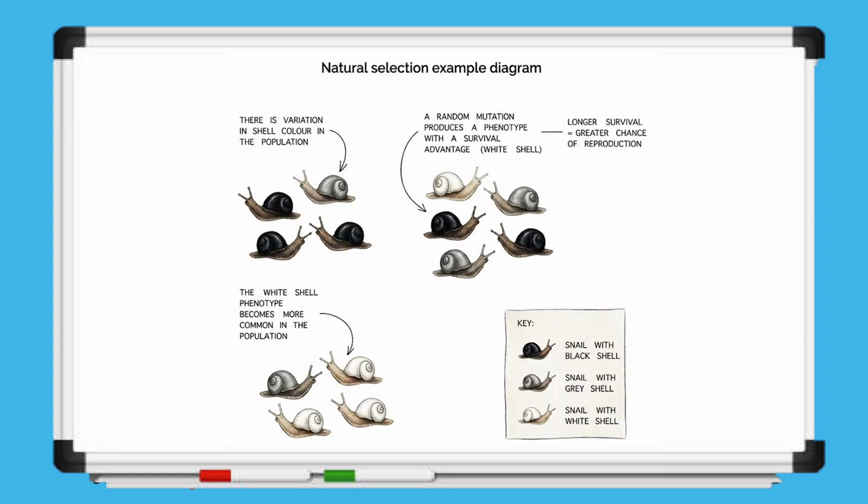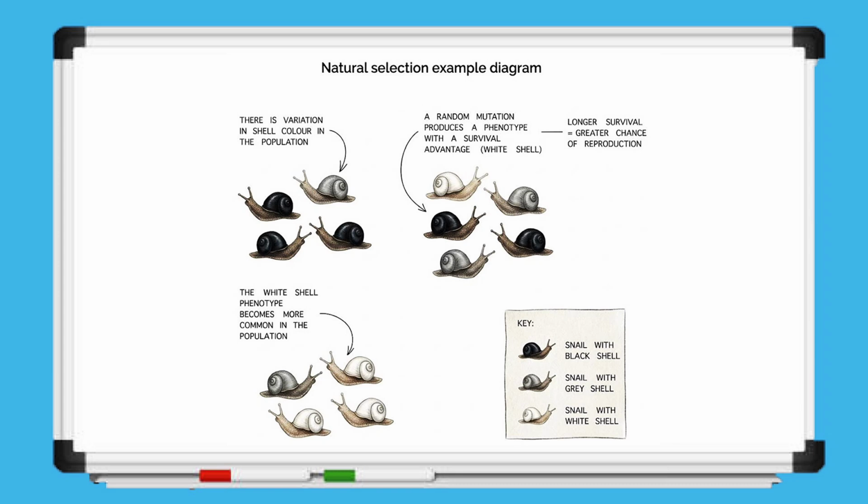This diagram of natural selection in snails shows how variation in shell color can lead to evolution over time. In the snail population, there is variation in shell color, including black, gray, and white individuals. A random mutation produces a new phenotype with a survival advantage, such as a white shell that provides better camouflage in the environment. Because these white-shelled snails are less likely to be seen by predators, they survive for longer and have a greater chance of reproducing.